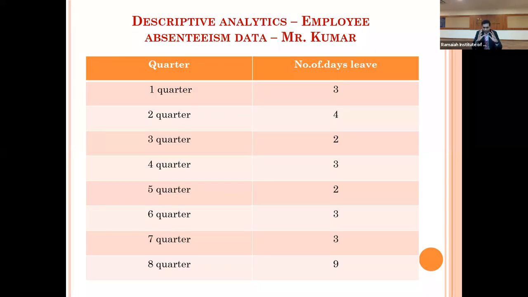Immediately, as an HR manager, it will come to my mind: Kumar is an asset for my organization, he's a good employee, so why did he take 9 days leave? Now the question pops up in my mind, right? So what am I supposed to do as an HR manager? Since he is an asset for the organization, I have to call Mr. Kumar, go and talk to him voluntarily, and understand his problem.